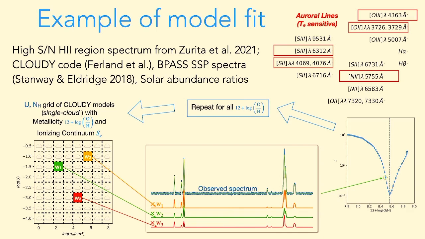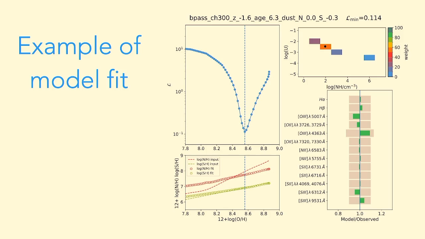And usually it has a very, very deep minimum. And this gives you the best model and the abundance of your model. Here is an example of a model fit on a real H II region. As you can see, this is plotting the ratio between the model prediction and the observed. The gray area is a plus or minus 10% discrepancy.